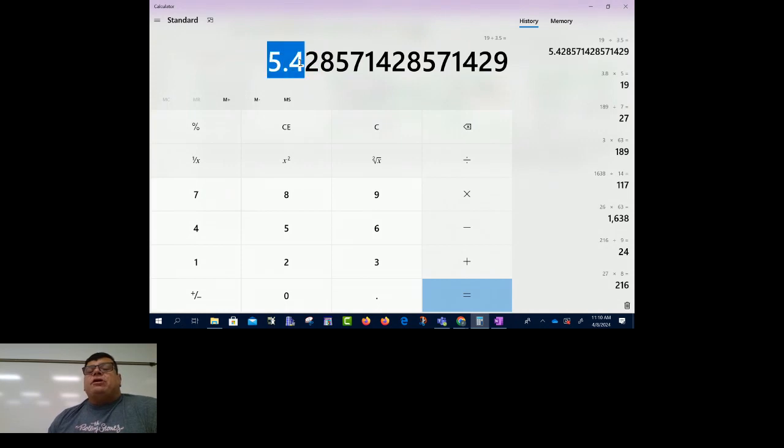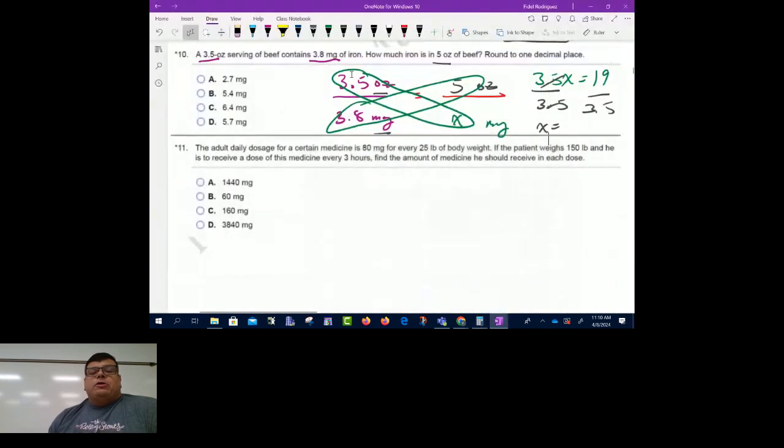So y'all, my answer here should just be 5.4, right? Because that number there is smaller than 5. So 5.4, you can see right here, y'all, that's my choice B. Okay.